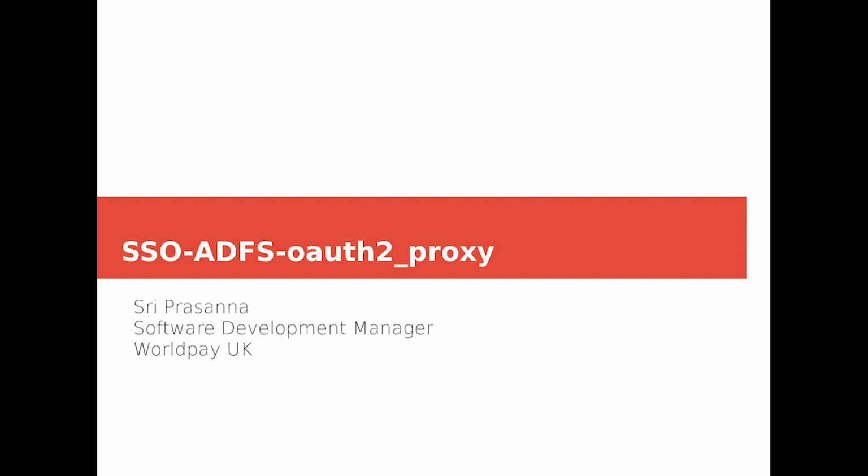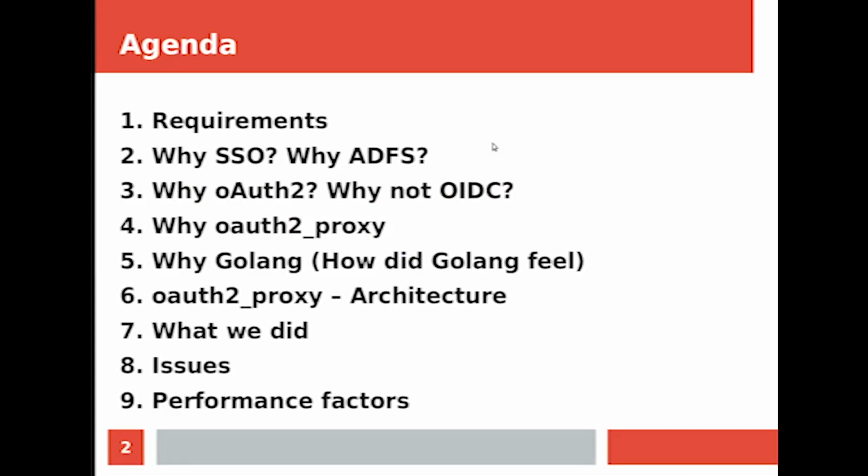I'll explain the requirements and go from there. We'll talk about the requirements that we were given about a year ago, the solution that we formed, the architecture that we identified, the tool or library that we chose to help us deliver the requirement, what we did with the actual library or tool, the issues that we ran into, and the performance factors that we had to consider.